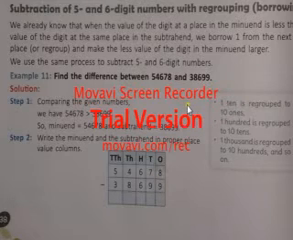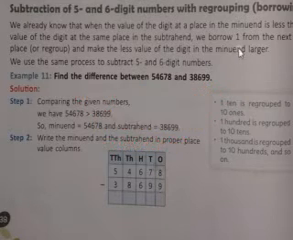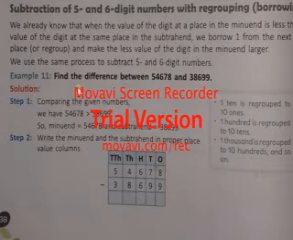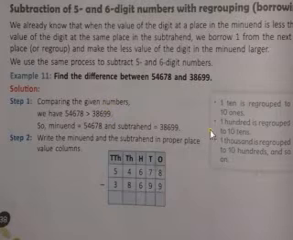So you have to understand, it becomes 10 times. When 1 is borrowed from the next place, then its value becomes 10, not 1. We use the same process for subtracting 5 or 6 digit numbers. As you can see in the example, find the difference between 54,678 and 38,699. Okay, here you can see an icon of a boy.